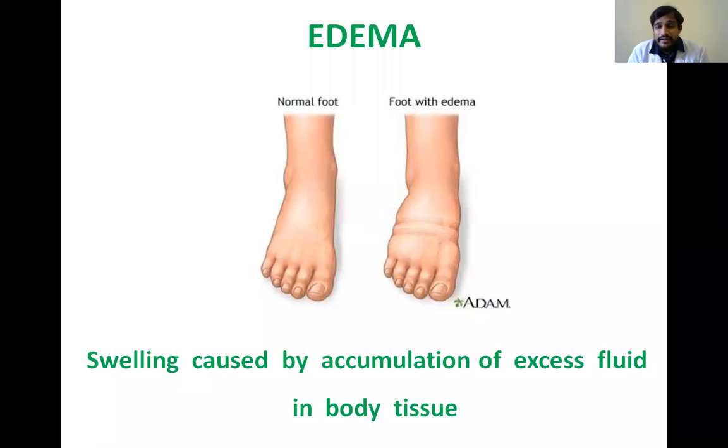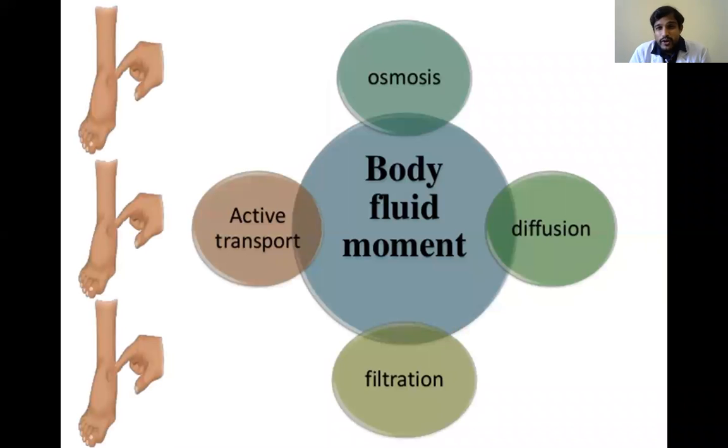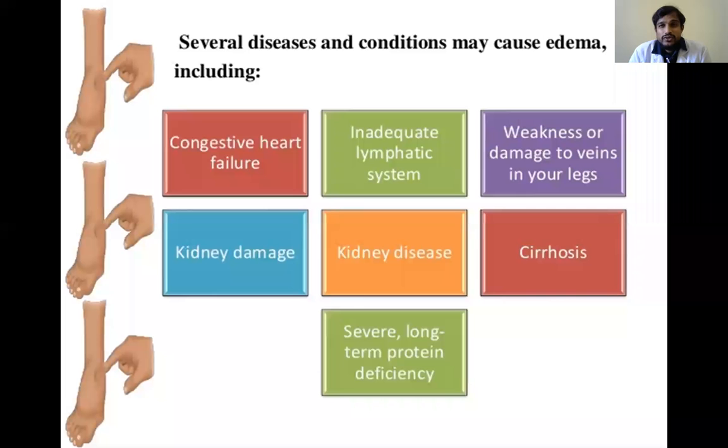Next is edema. Edema, we know, is nothing but accumulation of excess fluid in the body tissue that leads to swelling. That is edema. So body fluids are maintained by different mechanisms in the body, and these mechanisms are disturbed in different diseases. When these mechanisms are disturbed, there will be accumulation of the fluid leading to edema. So edema can be caused by cardiovascular diseases, renal diseases, hepatic diseases, and lymphatic diseases. In all these diseases, there can be accumulation of fluid in the tissues, which can lead to edema.